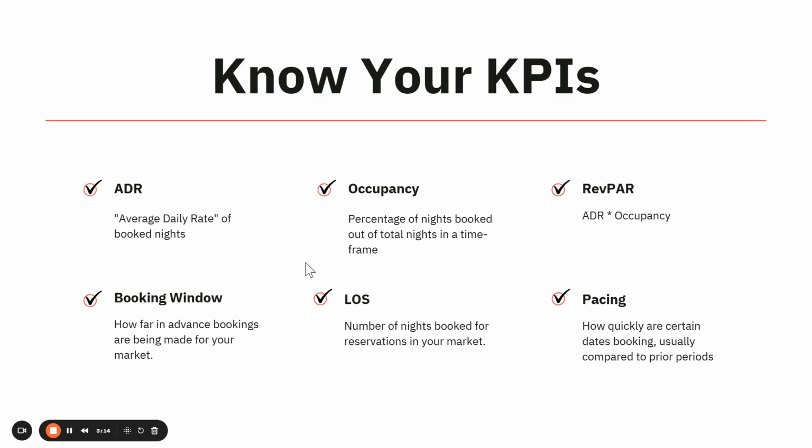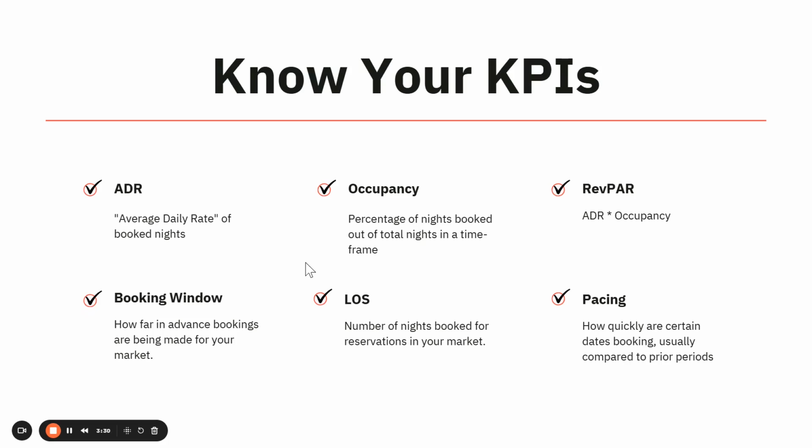LOS stands for length of stay. It's the number of nights booked for reservations in that market. So going back to my example, if I book your property 22 days from now, I check in and I'm staying for 4 nights, that's a 4-night length of stay.